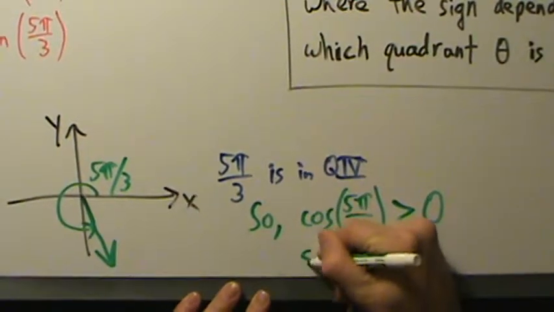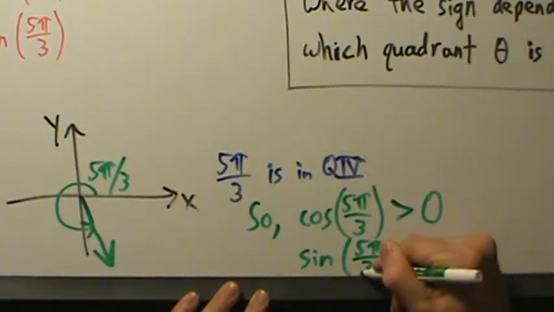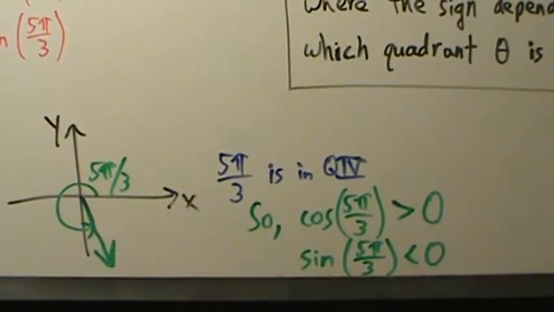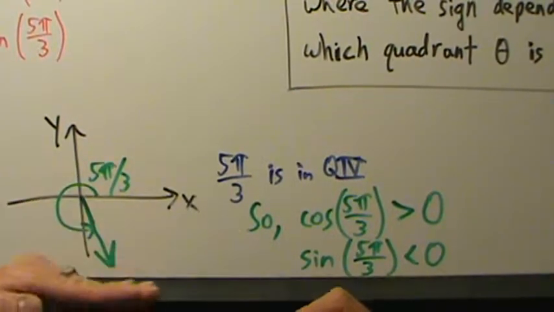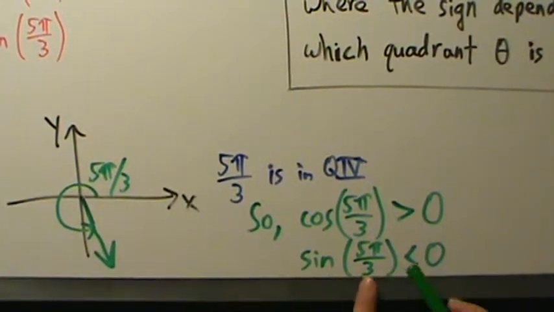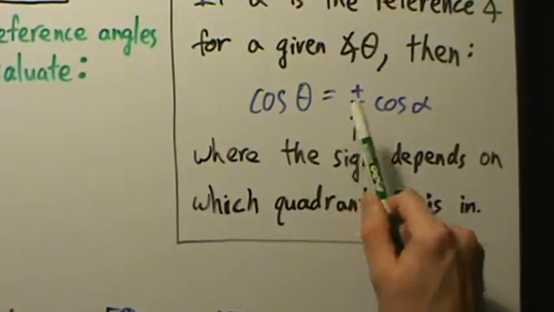How about the sine? Sine of 5 pi over 3 is negative, because remember, sine corresponds to the y-coordinates, so if you're in the 4th quadrant, you're below the x-axis where the y-coordinates are negative, so the sine should be negative. Sine of 5 pi over 3 will be negative. Okay, so this tells us how to determine whether we have a plus or a minus sign here.